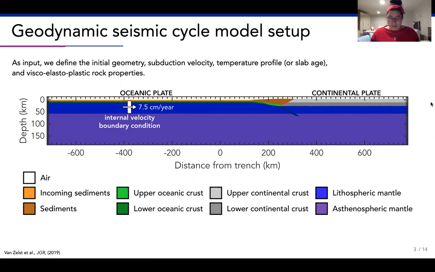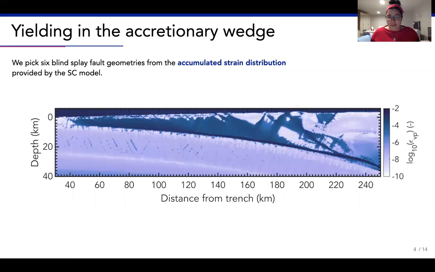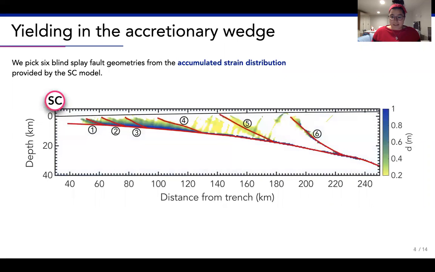But how do we find the faults, in particular the splay faults? Well, what we see in the geodynamic model is that there is a lot of yielding in the accretionary wedge. Here I'm showing you the viscoplastic strain, and all these dark colors are yielding in the accretionary wedge. So from this, we can see several geometries, and we pick 6 blind splay fault geometries. And that then looks like this. Here, for a bit better visualization, I plot the accumulated slip. And we pick these 6 splay fault geometries.